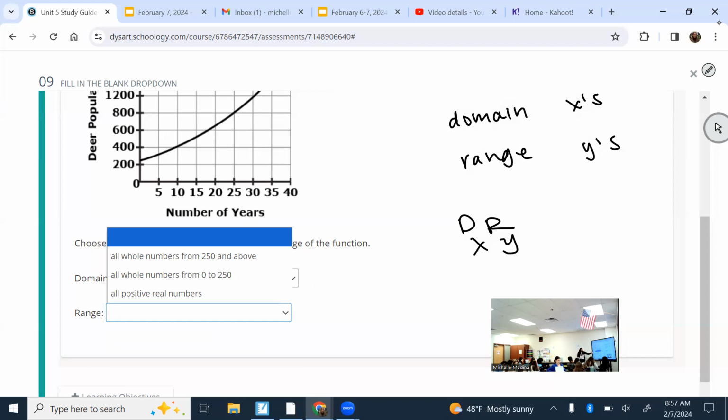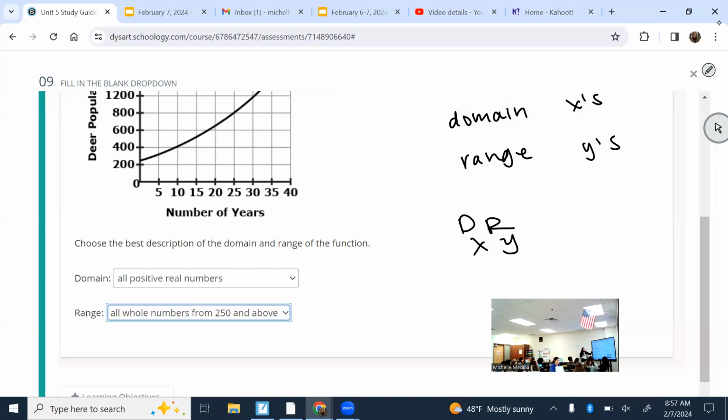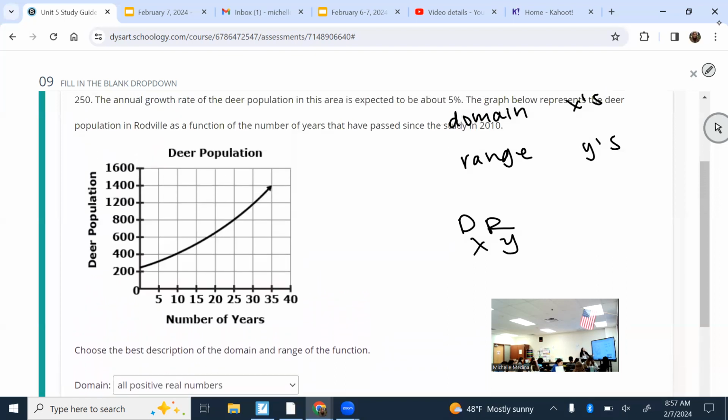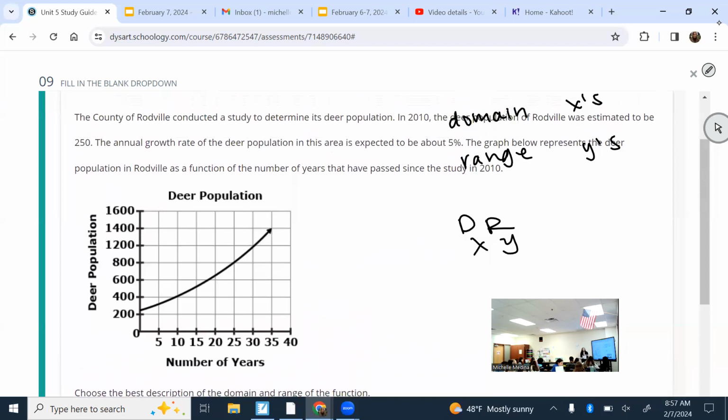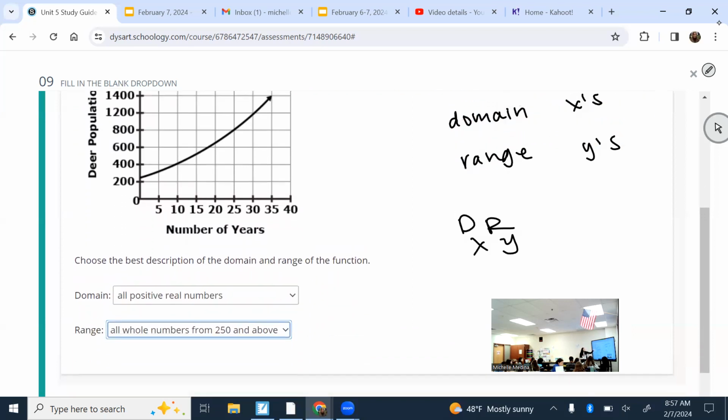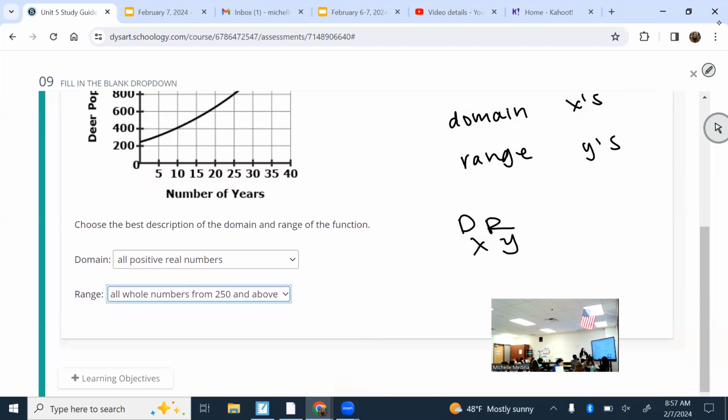The top one, because it started at 250, not at 0, because it started at 250 when they did their study. This is what the graph is. And you can see the line is going up, it's touching all these Y values that are bigger than 250. So you determine what's the most reasonable out of your options. Okay, questions on this one?